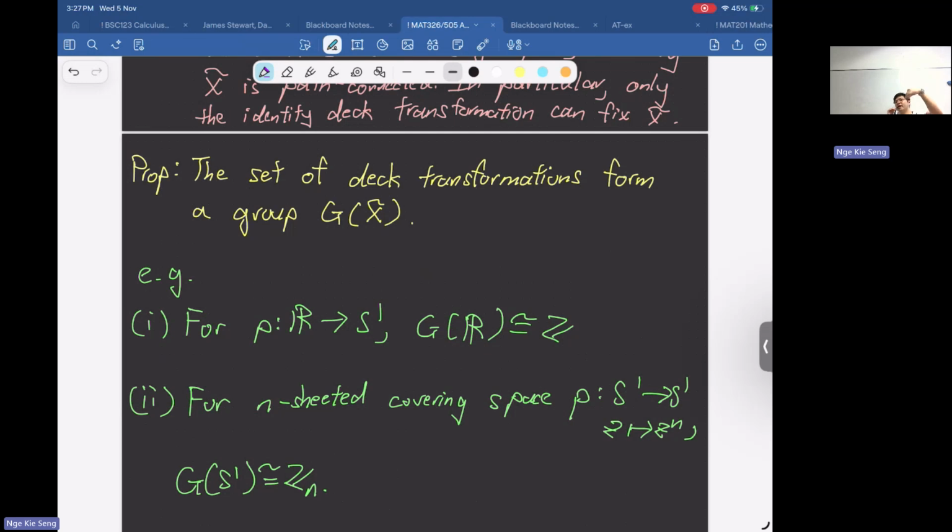So here is Zn, because you do it n times and then you come back.